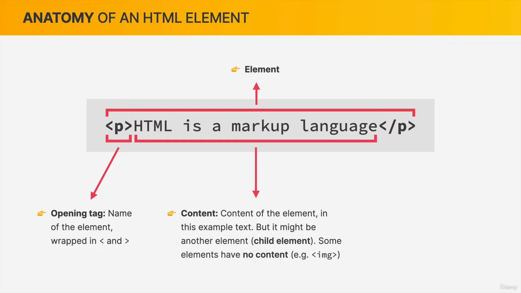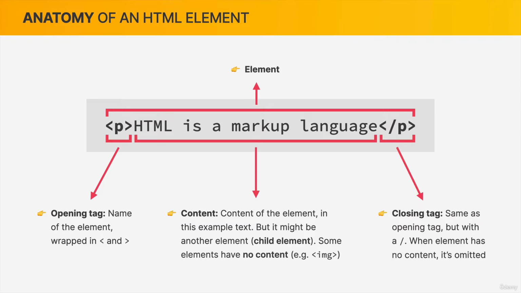Also, some elements, such as images, have actually no content at all and have only an opening tag. And all of this will, of course, become very intuitive as we start writing HTML. This is just so that you know what I'm talking about when I speak of opening tag or closing tag or content. And speaking of the closing tag, it is basically the same as the opening tag, but with a slash. So we open this paragraph element simply with the P, and we then close it with /P.